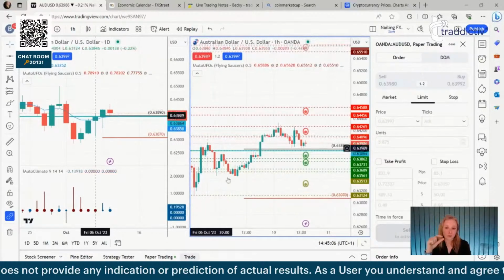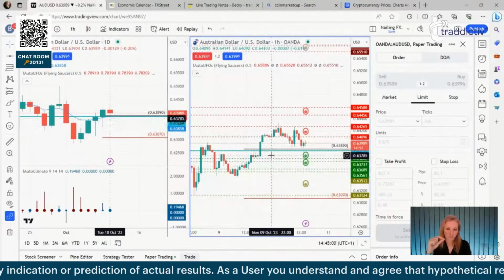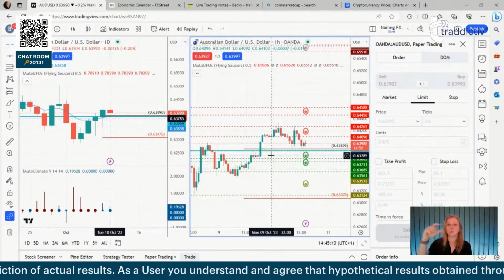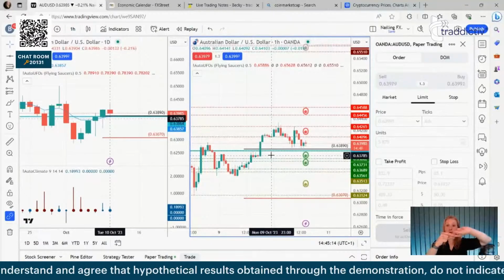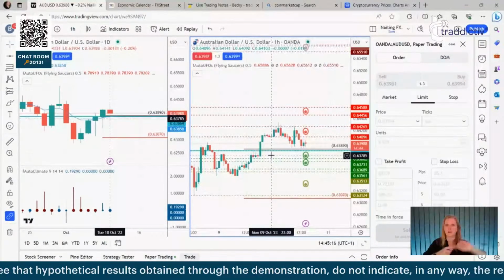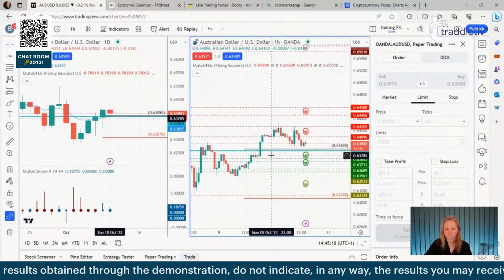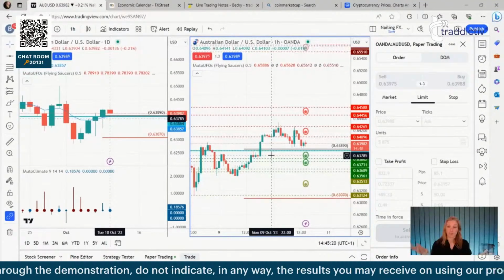The smaller the zone, the more likely you are to get stopped out because the less wiggle room you have. But it doesn't need to go as far in our favor for us to take a profit. The ratio is more in our favor the further it goes. Again, pros and cons of each.